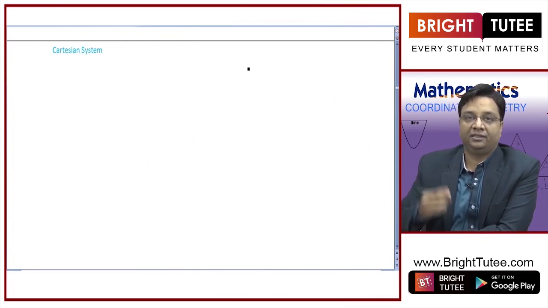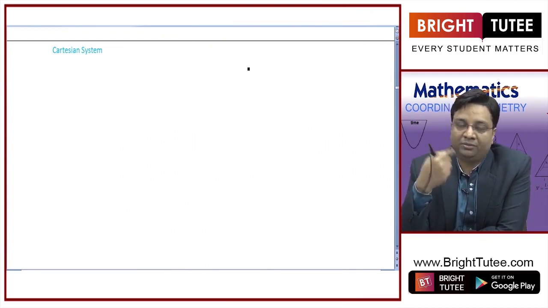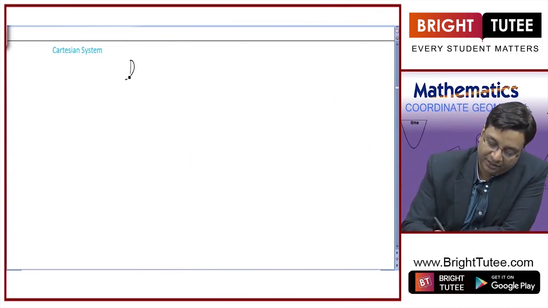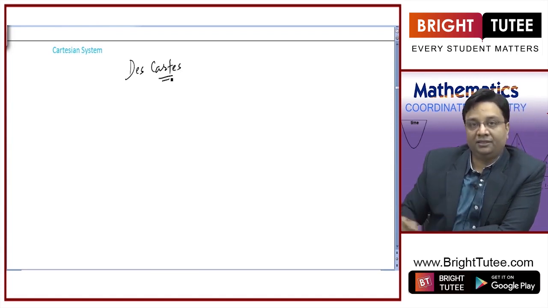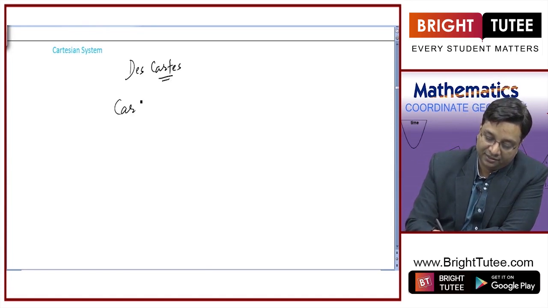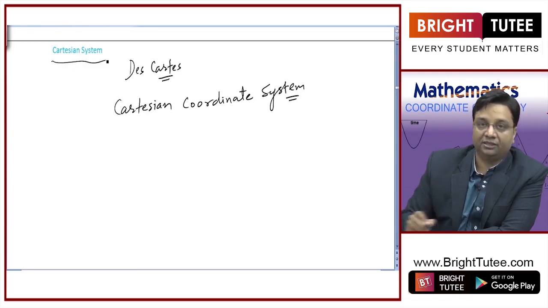Now to simplify this, that is, how to locate a point in a two-dimensional space or in a plane, the mathematician Descartes devised a system, which is known as the Cartesian coordinate system, or in short form, Cartesian system.